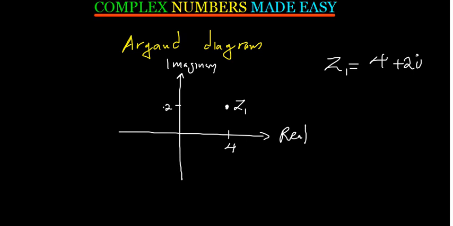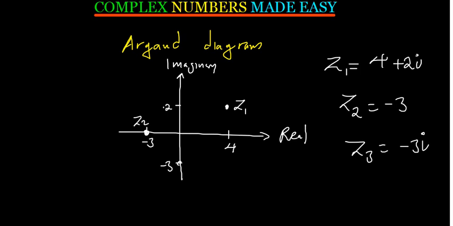Let me call it z1. We can have z2, which is, let's say, negative 3. If it is just negative 3 like that, it means it's going to be here. That is going to be z2. We can have z3, let's say, which is just negative 3i. So you can see it has got an i. It means it's going to be here, right? That is going to be z3. So this is how we are able to represent complex numbers on an Argand diagram.